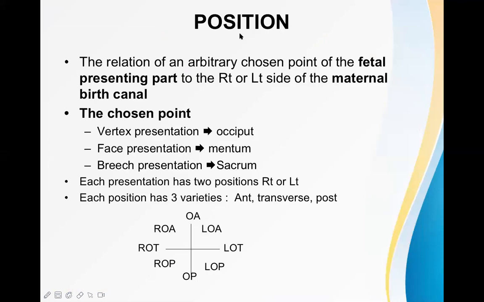Now let's move further. Here, the relation of an arbitrarily chosen point of the fetal presenting part to the right or left side of the maternal birth canal is called position. For the vertex presentation, the chosen point is the occiput. For the face presentation, the chosen point is the mentum, and for the breech presentation, the chosen point is the sacrum. Everybody knows about occiput. What is mentum? What do you mean by mentum?